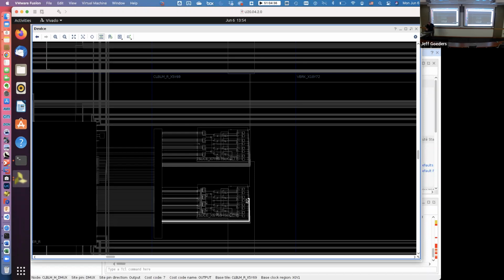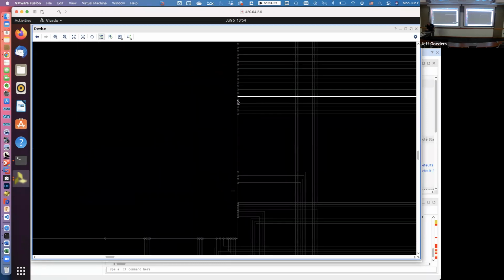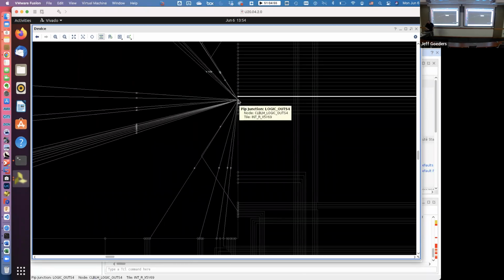And where does it go? It goes around back to here. There's a little bit of programmable routing right here, and then those run out and into the interconnect. Let's go into the interconnect and look at something. Okay, there you go. Do you see all that?